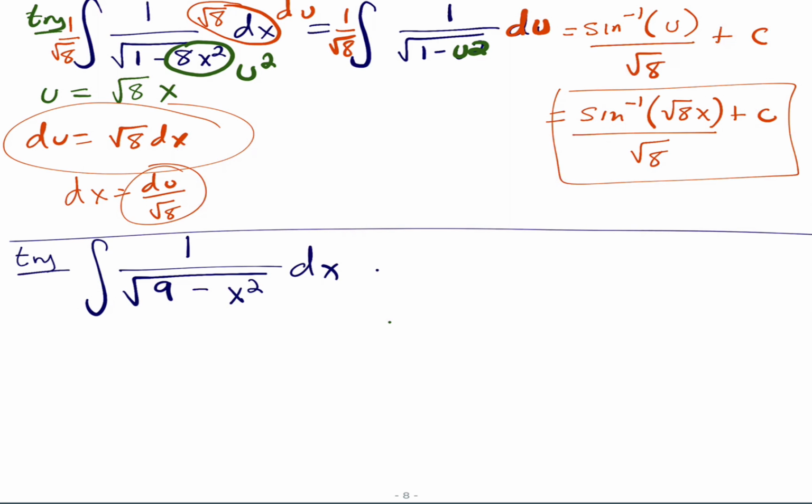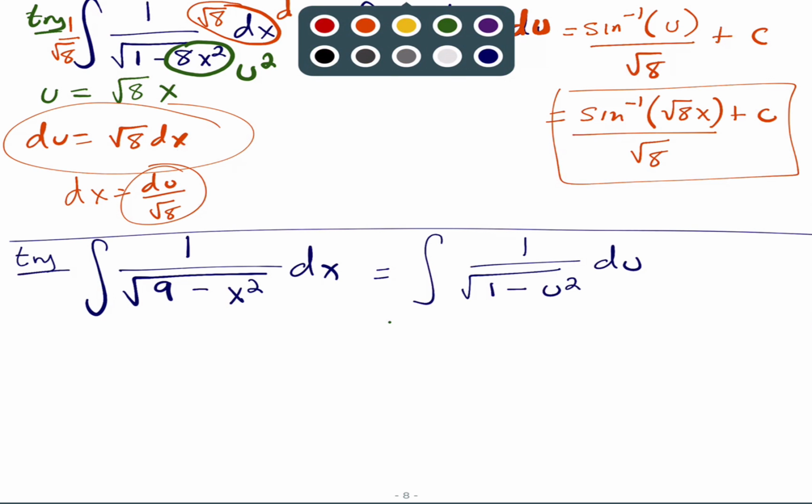Okay, so, all right, let's think about this a little bit. So this is where we're going, right? You guys agree with that? Yeah. Okay, so we have a couple of problems here. Well, the major problem is the 9. It has to be a 1. There's no way around it. So how do you get rid of the 9?